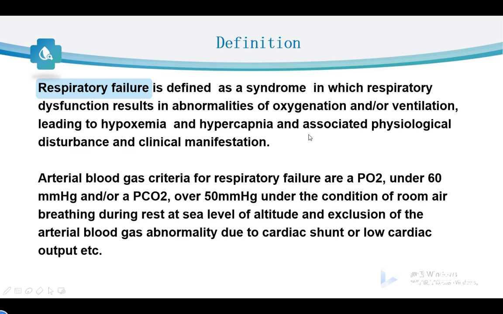But we can try to pick out some keywords for us to understand it easily. Firstly, respiratory failure is a syndrome. It's not a primary disease. It's a syndrome caused by different causes. That means lots of primary diseases can finally result in respiratory failure.